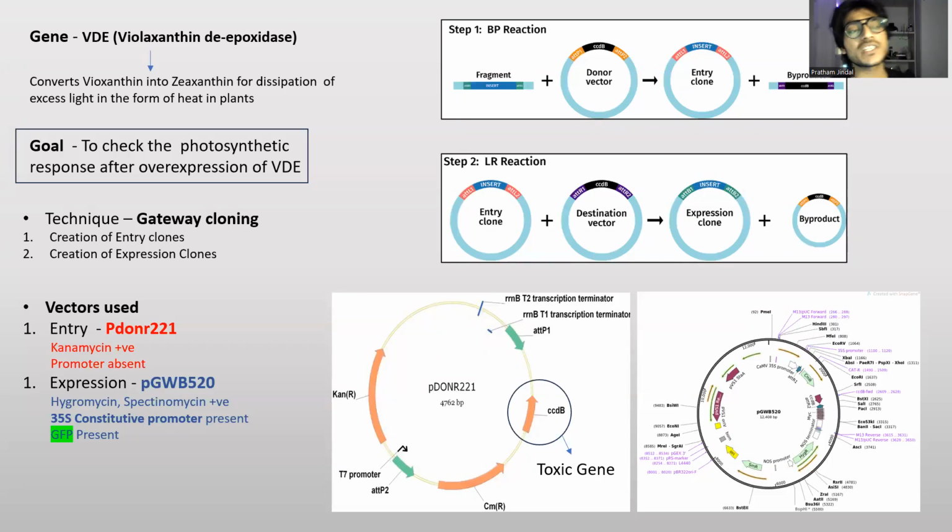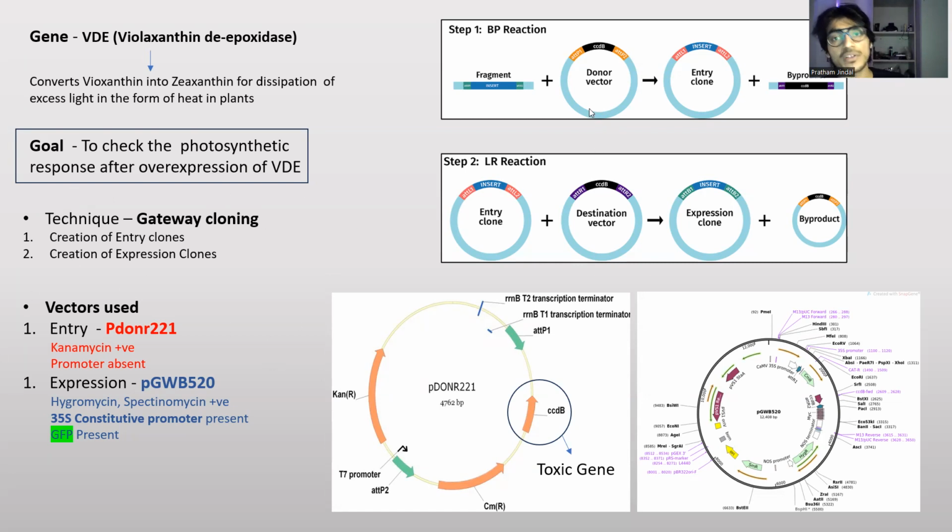This presentation is about overexpressing a gene named VDE, violaxanthin de-epoxidase. For that purpose, we are using Gateway cloning. The basic function of this gene is that whenever there is high light stress in the plant, there is generation of ROS, reactive oxygen species. To prevent that, this enzyme converts the high light energy into heat and dissipates it out of the plant. So our goal is to check the photosynthetic efficiency after overexpression of this gene VDE.